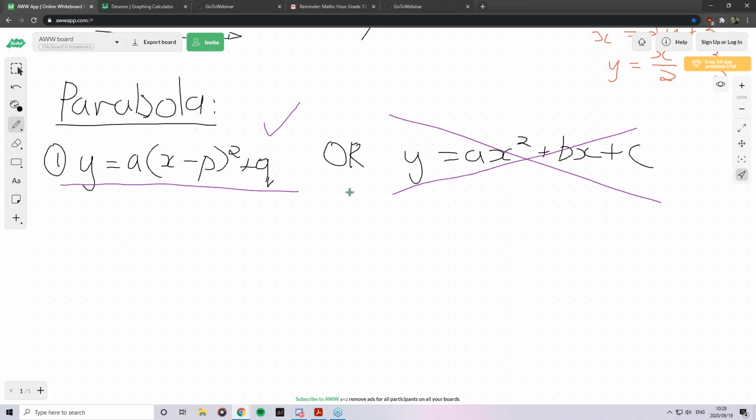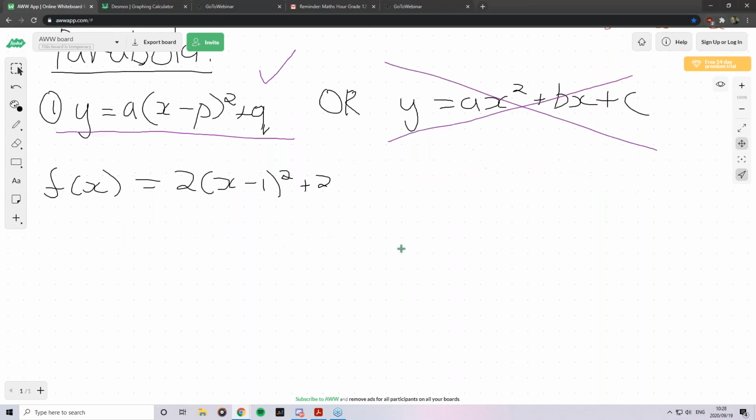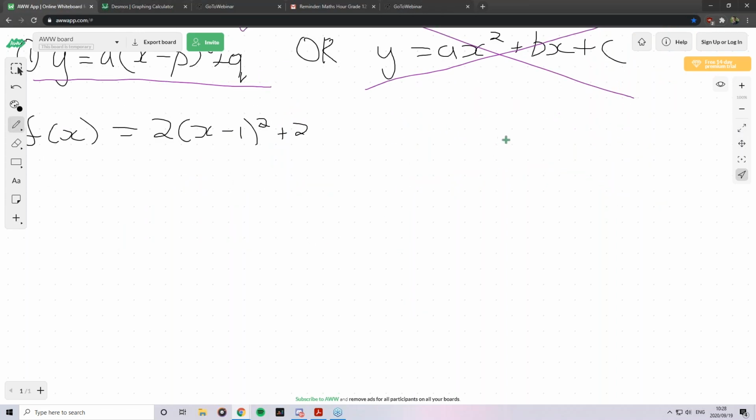So let's just take an example. It's going to be easier. Let's say f of x is equal to 2x minus 1 squared, plus 2. And I'm just going to graph this, just so we have a reference image quickly.